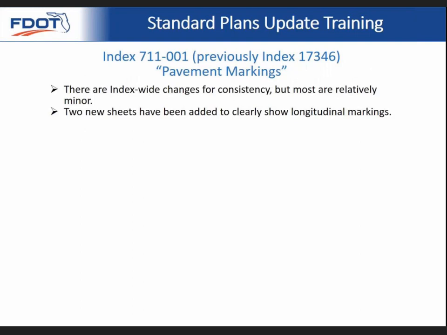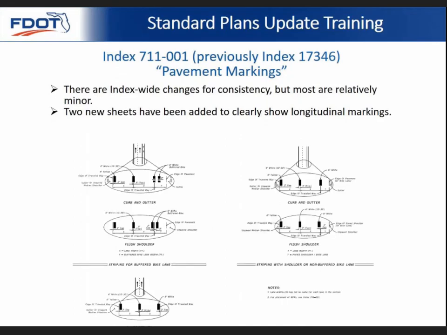Index 711-001, previously Index 17346, pavement markings. There are index-wide changes for consistency, but again, most of these are relatively minor. 2 new sheets have been added to clearly show longitudinal markings. So this is showing how to place the lines longitudinally, what the distance is from the edge, how they relate to joint lines.